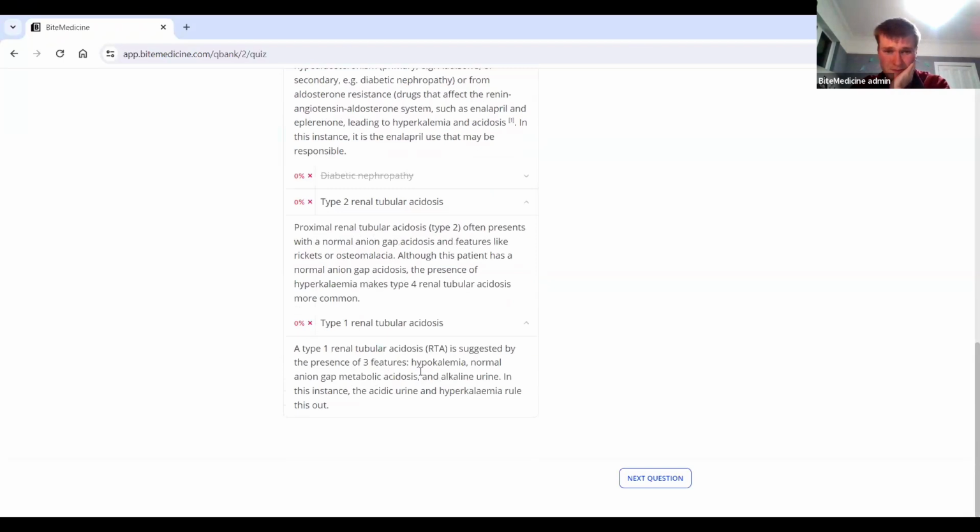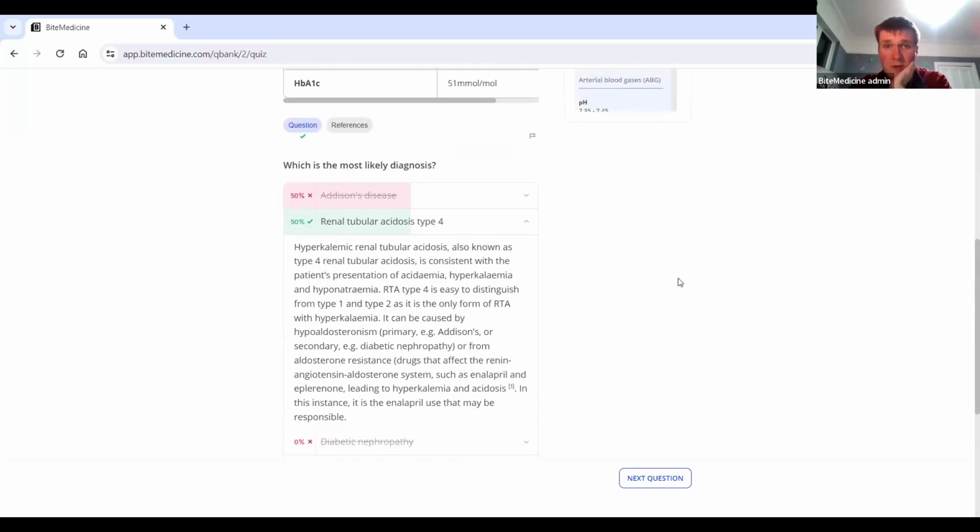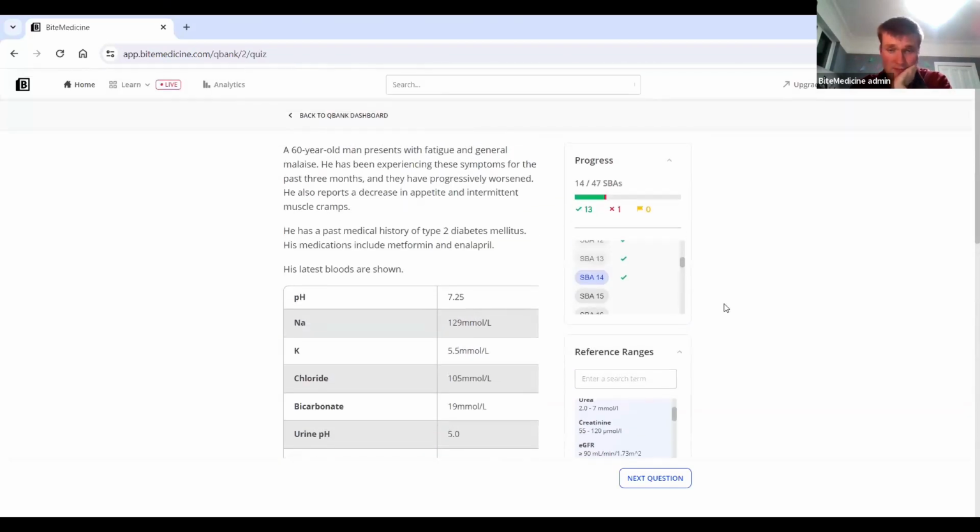Type 1 and type 2. Type 1 is suggested by hypokalemia, normal anion gap metabolic acidosis, and alkaline urine. In this instance, the acidic urine and hyperkalemia rule it out. And proximal, which is our type 2, often presents with a normal anion gap acidosis plus features such as rickets or osteomalacia. There we go. Wow. Yeah, take the L, guys.